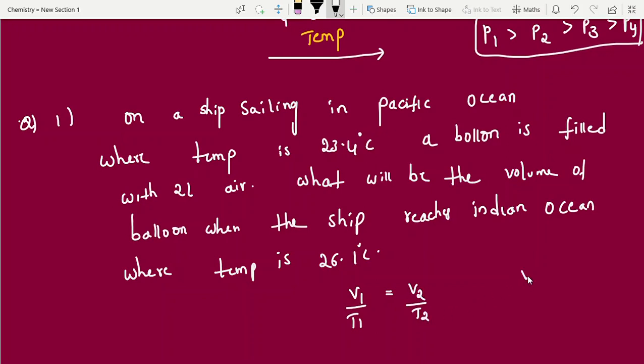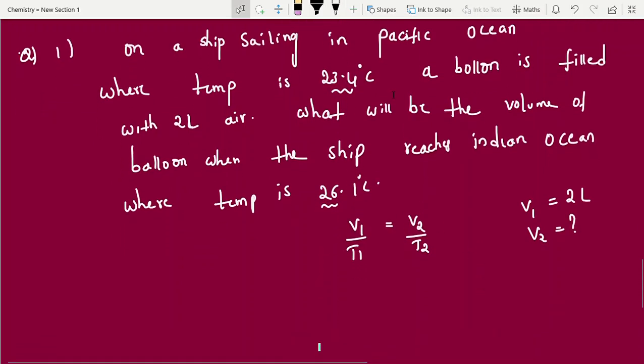What is V1 here? V1 is 2 liters. Next one, what are we going to find out here? V2 we are going to find out, right? Next one, a very important note point students here. T1, T2 temperatures they had given. This is T1, this is T2. But they had given in terms of degrees. You don't take in terms of degrees. We have to convert into Kelvin. If you take directly, your answer will be wrong.